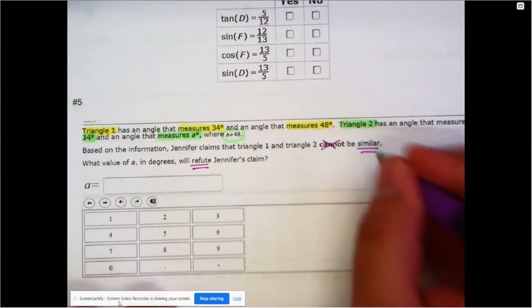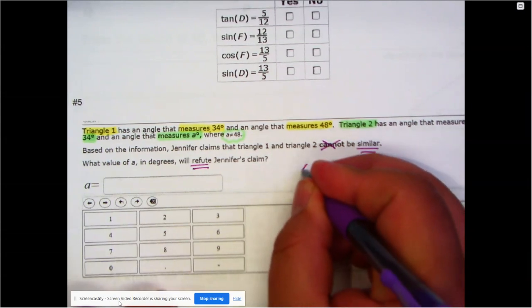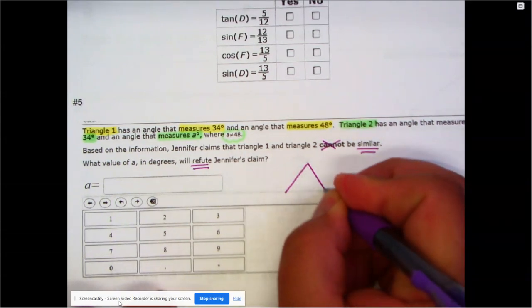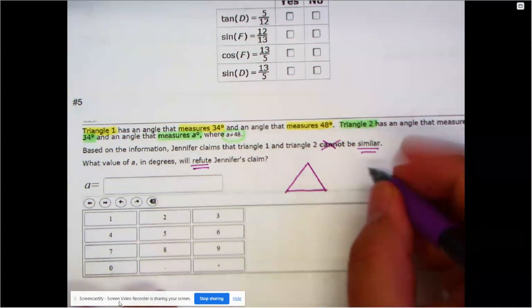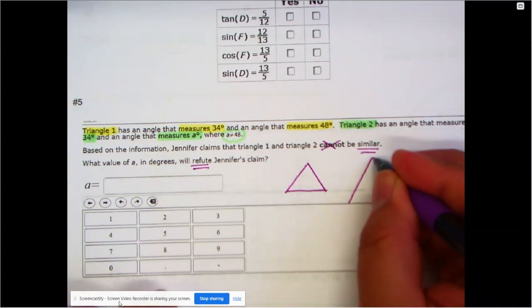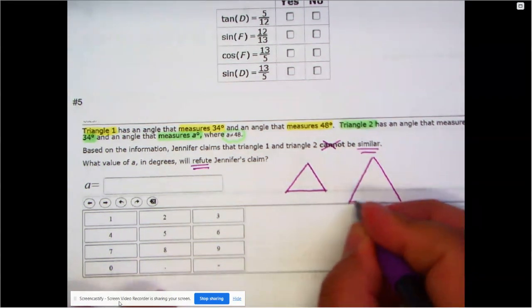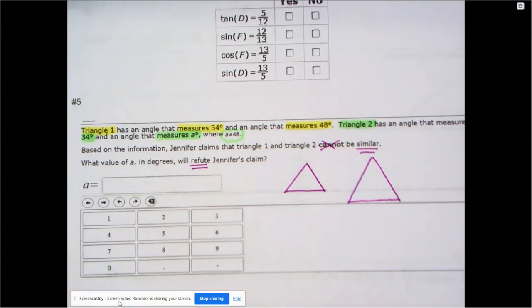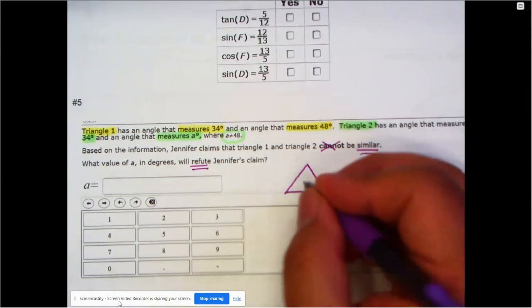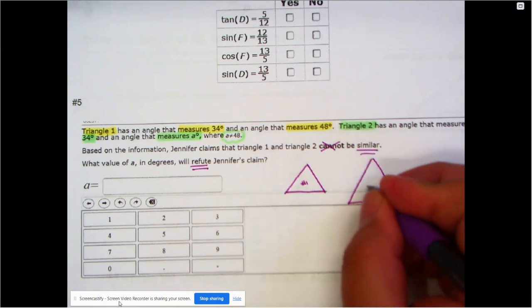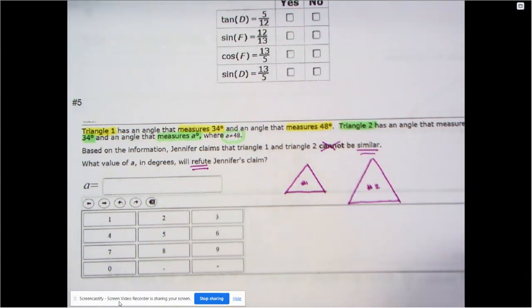If I want two similar triangles, well then draw yourself two triangles. Maybe one's bigger than the other. There's one, and here's the other. Try to make them look the same, right? Similarity means they look the same, they're different sizes. Triangle number one, triangle number two. Okay, now let's go back and read what they said about triangle number one.